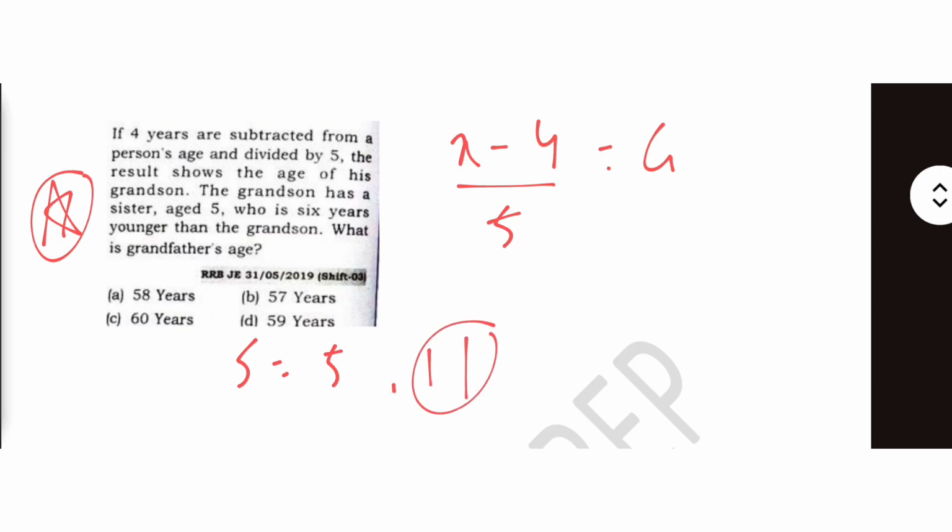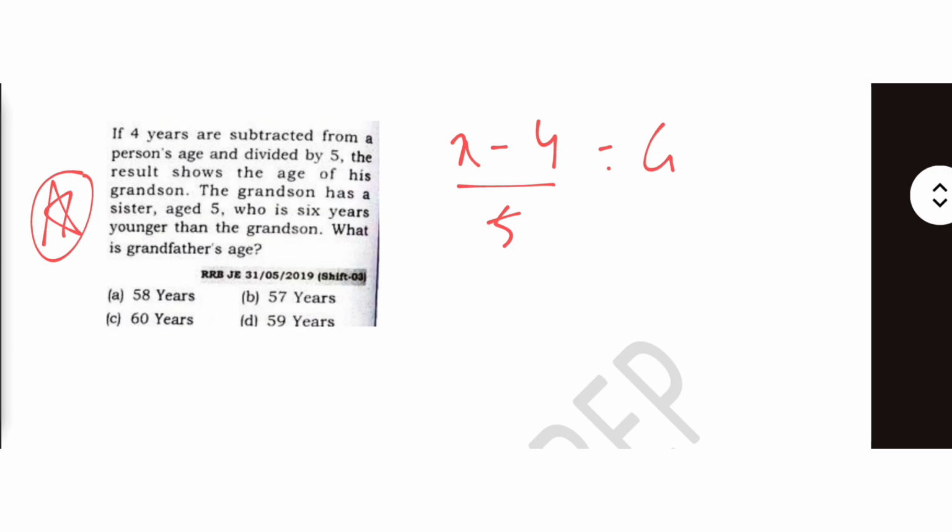If 4 years are subtracted from a person's age, okay, let the person's age be x. If 4 years are subtracted from the person's age and divided by 5, the result shows the age of his grandson. And the grandson has a sister aged 5 who is 6 years younger than grandson. Okay, that means what is the age of your grandson? It is 11 years. Okay, because she has a sister who is 6 years younger, that means grandson is 11 years old.